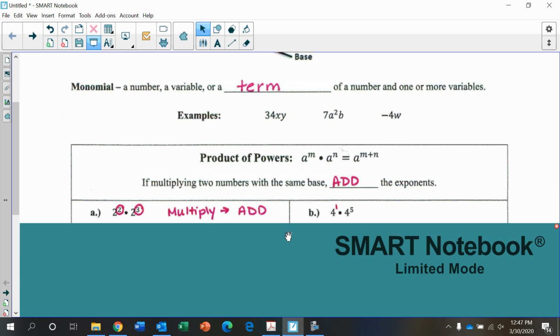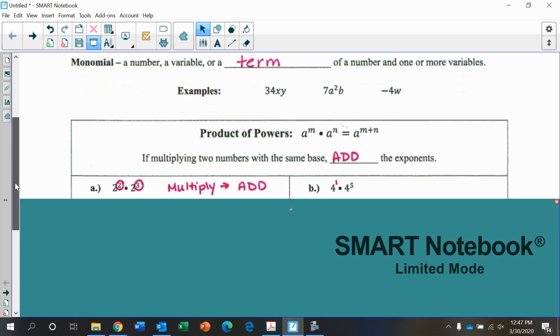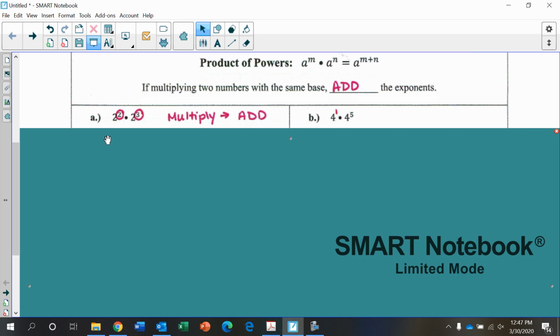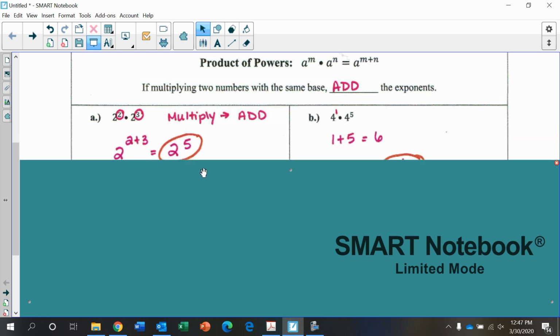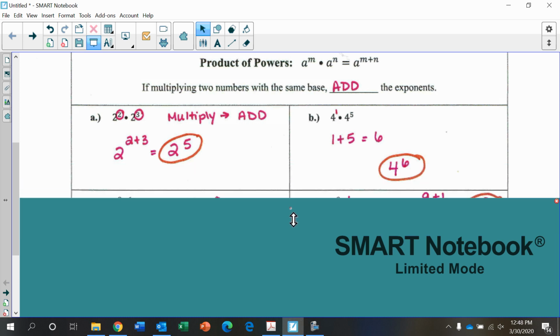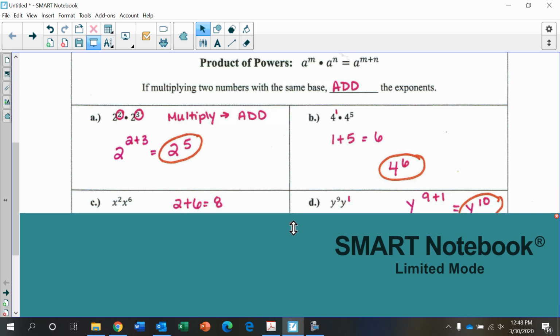Over here we have 2 to the second power times 2 to the third power. The bases are the same, and we have multiplication on the inside. Whenever we're multiplying, we're really adding them. So you're doing your exponent, 2 plus 3, which gives you 5. So you get 2 to the fifth power. Over here I did the same thing. I have 1 plus 5, I get 6, I get 4 to the sixth power. Not that hard.